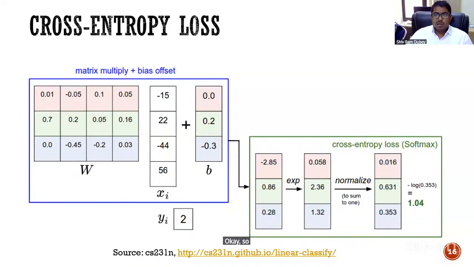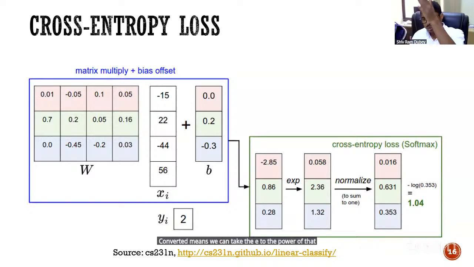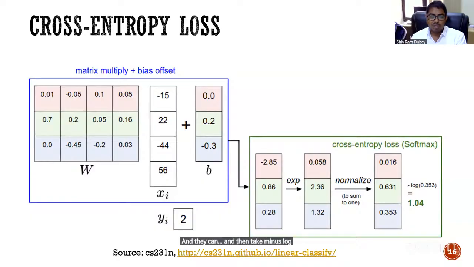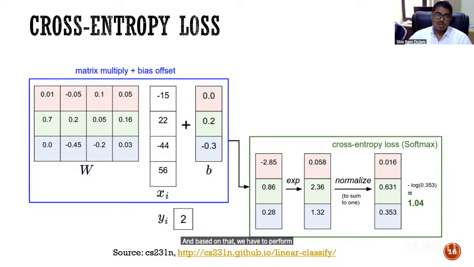Okay, so now let's move forward if there is no further question. So that's how we can use this softmax classifier and cross entropy loss. For any parametric model where we have the W's, the input, and the bias, we can get the class scores. Those class scores are converted, means we take e to the power of that, then normalize it to convert into the probability, and then take minus log of the probability of the correct class as the error function. Based on that, we have to perform the optimization of this W and V using gradient descent, that we will see shortly.